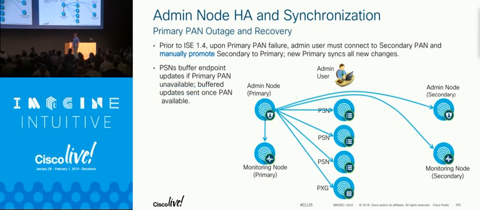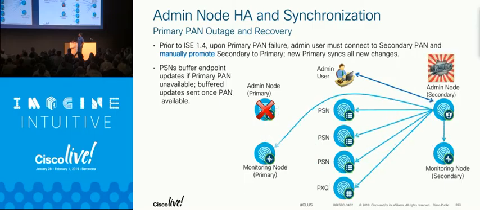And in case this admin node goes down, prior to 1.4, the admin had to go to the secondary node and promote this as a primary node. Like, hey, you're promoted, right? So that's how it used to work. After 1.4, we introduced something called automatic failover. So if the primary node is down, the secondary automatically gets promoted to a primary. And so your services are fine, right? So let's talk about how that works.